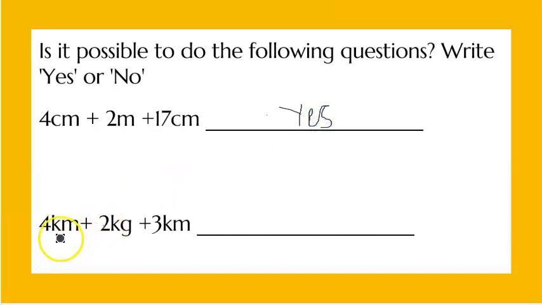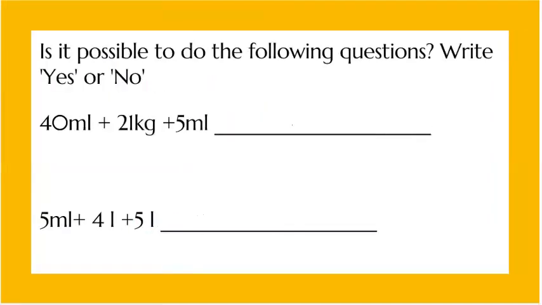Okay. Now I have kilometer, kilogram, and kilometers. That's 4 kilometers, 2 kilograms, and 3 kilometers. So this is a no. It's a no because I have distance and weight. Kilogram is weight, and this is distance. So it's a no.